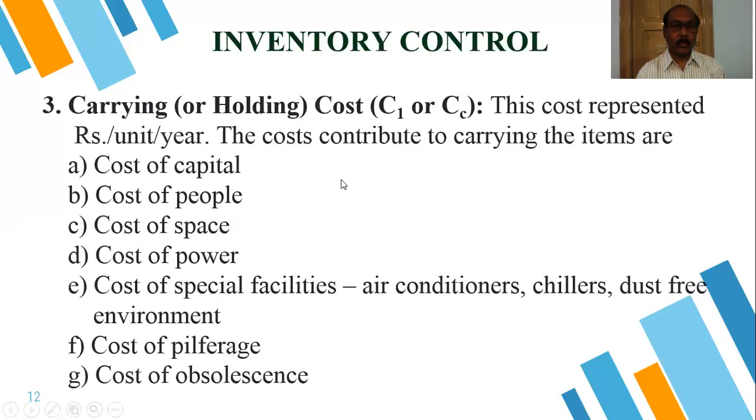Another cost is the cost of special facilities. Suppose a special item is kept under air conditioning, under chillers, or in a dust-free environment. The cost related to keeping that special type of item is the special cost. That means we are giving special facilities to that particular item, so that cost is involved. That is the cost of special facilities.